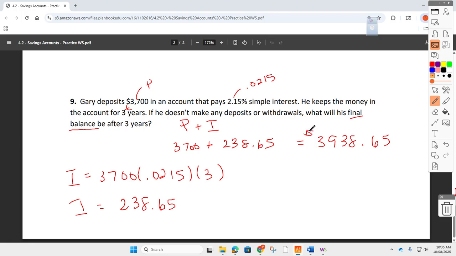It's not a big increase, but at least that's money she earned by not doing anything except leaving her money in that account.